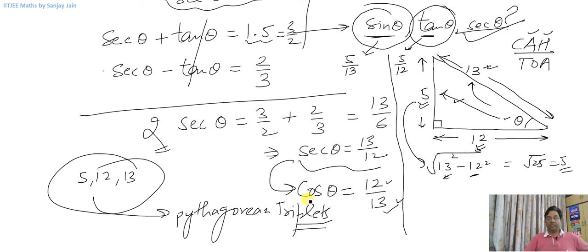Cos theta I have already found. Rest of the ratios you can find, like cot theta is just the reciprocal of 5 by 12, that is 12 by 5, and cosecant theta is 13 by 5, right? So you should know these manipulations.